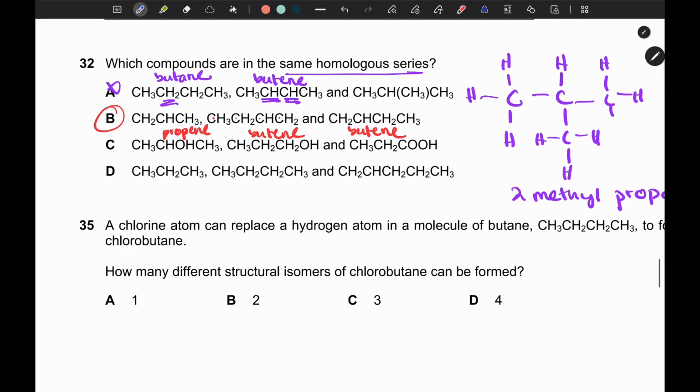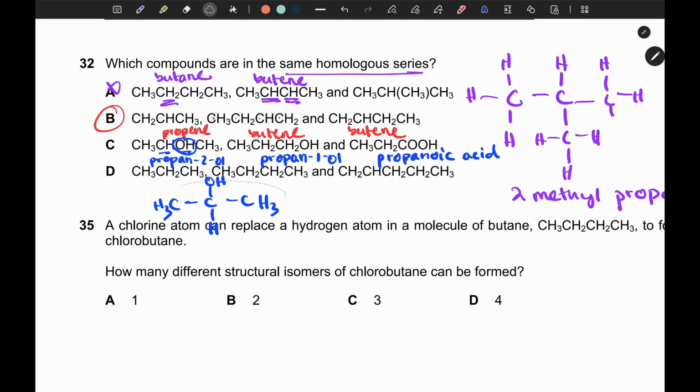So in C, we have CH3, CHOH, CH3. This is an alcohol, propan-2-ol to be specific, since the OH group is present in the middle. If you draw it out, it would look something like this. So you have your OH and H and basically CH3 on the two ends. If you look at the next one, CH3, CH2, CH2 and OH, this is just propan-1-ol. And then the last one, CH3, CH2 and COOH, this is propanoic acid, a carboxylic acid.